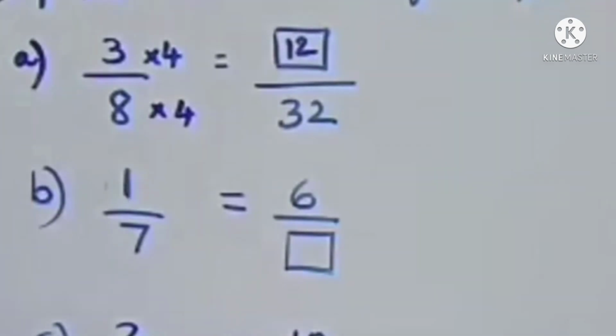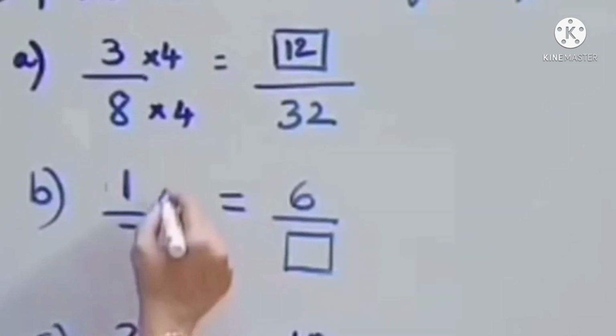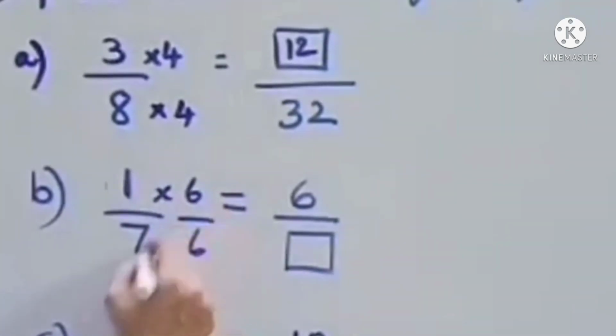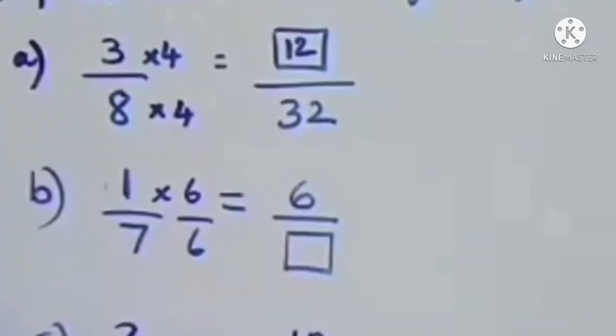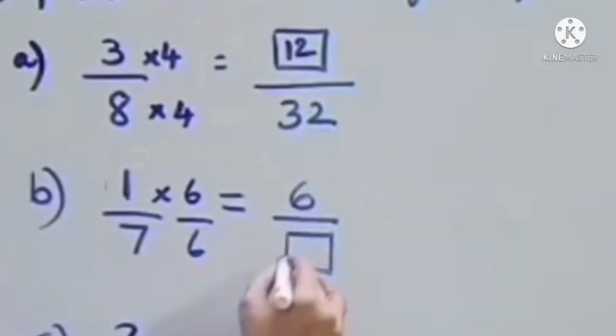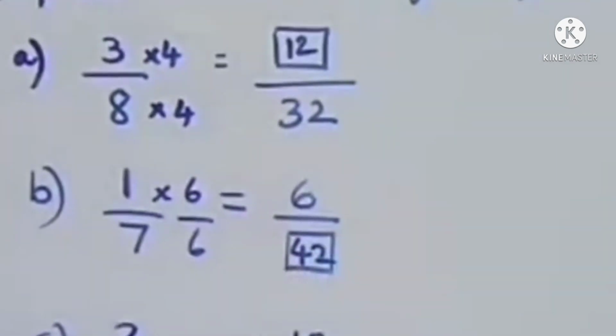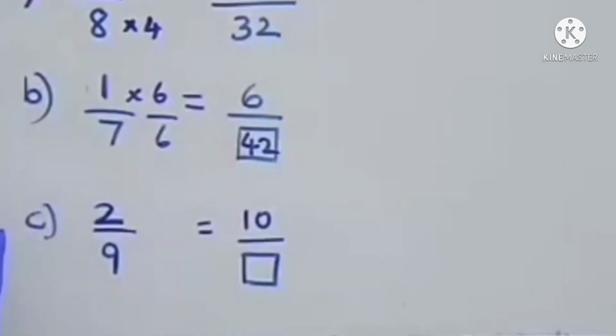Next, 1 by 7 is equal to 6 by box. First we find the table. 1 into dash equals 6. 1 6 is 6. So 7 6s are 42. So 1 by 7 is the same as 6 by 42.